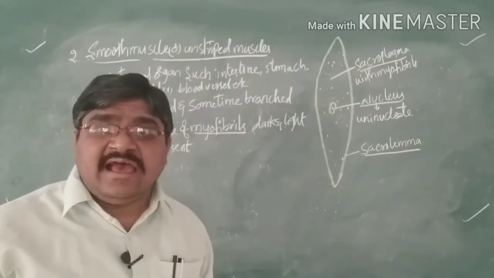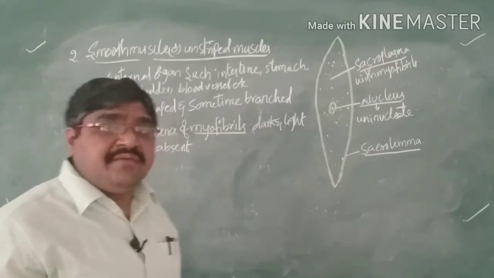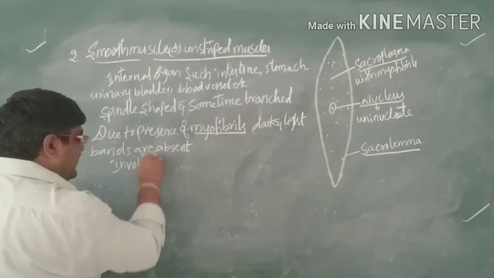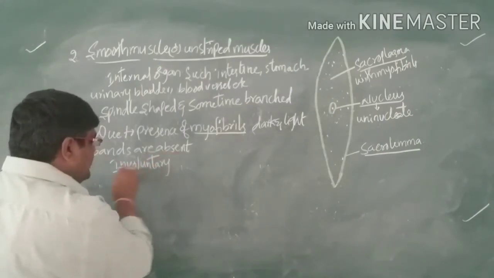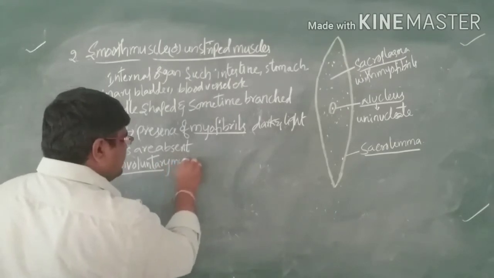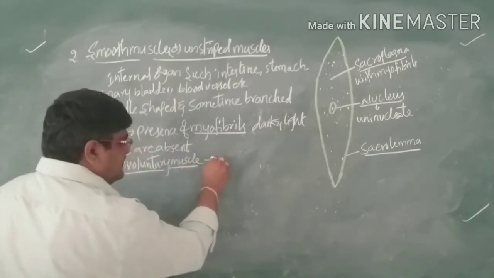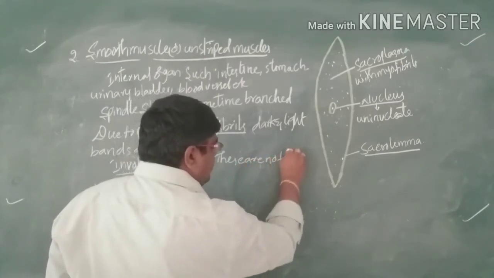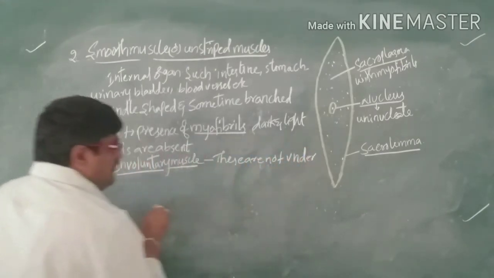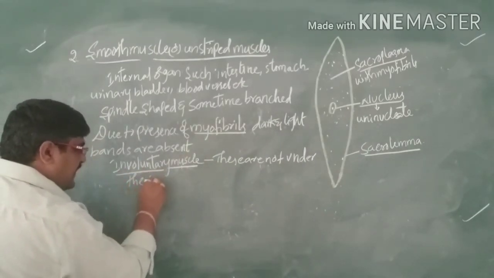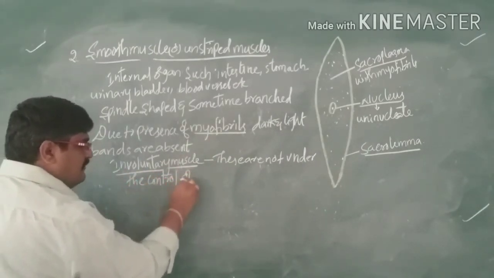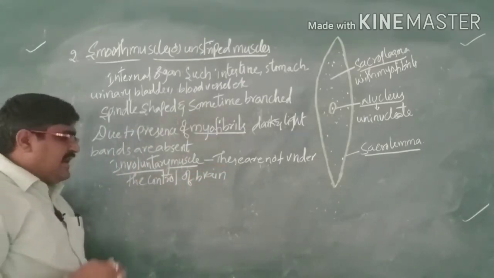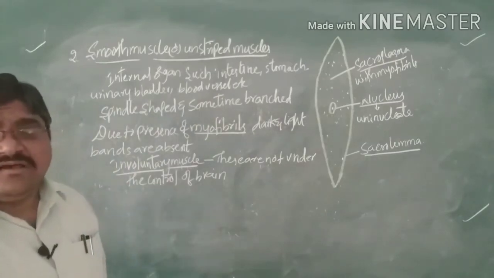These are also called involuntary muscles. Involuntary means these muscles are not under the control of the brain or the nervous system, so we call them involuntary muscles.